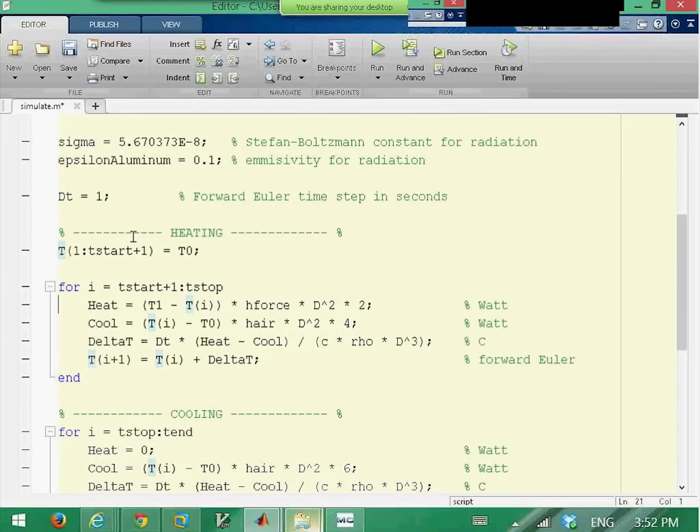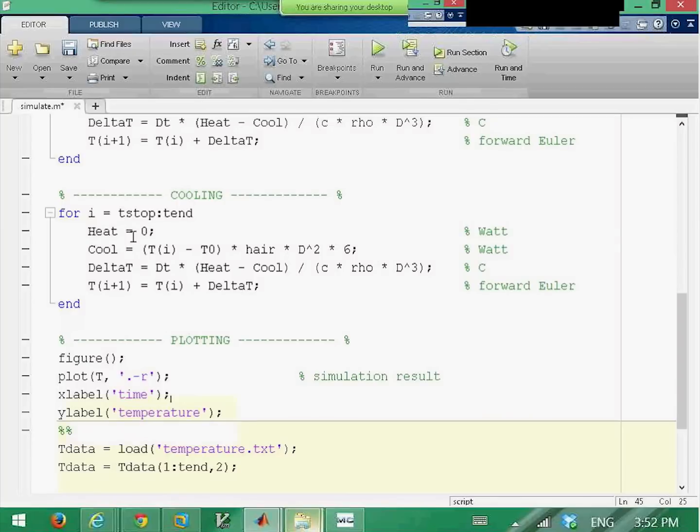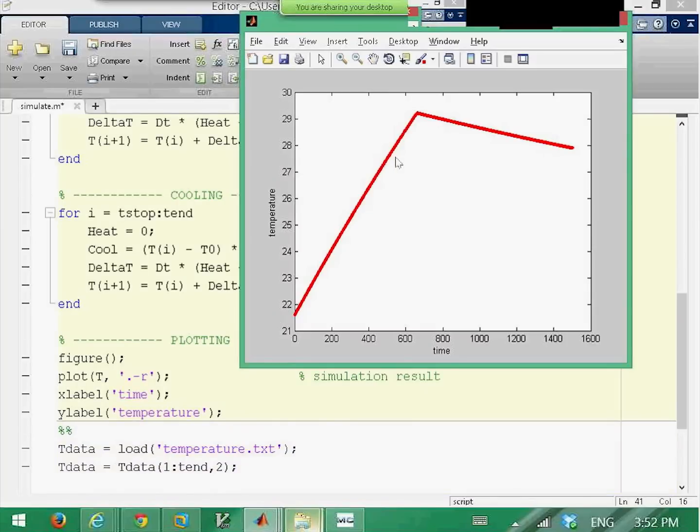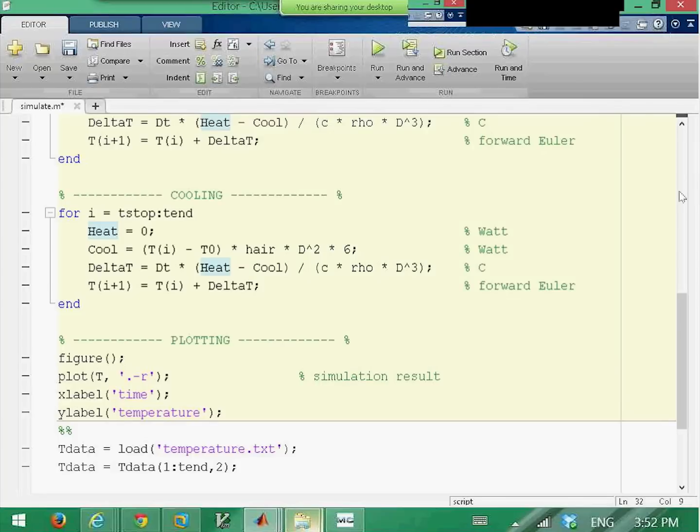So for heating, we are using forward Euler to solve the equation. I'm basically saying that the heating rate is proportional to 2 sides, and the cooling rate, etc. And we are also doing the cooling. So let's do the simulation. We are getting a plot like this, and let's compare with our temperature.txt.